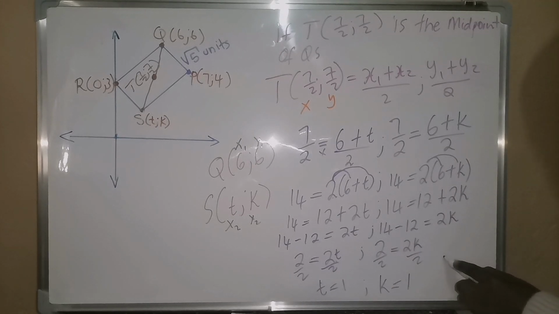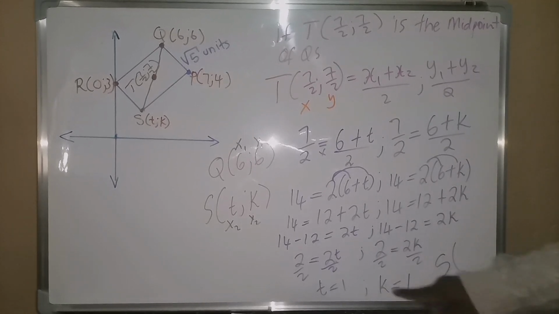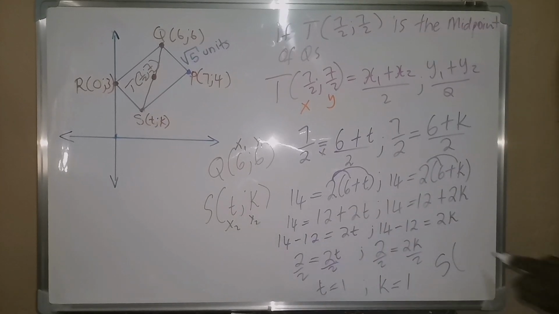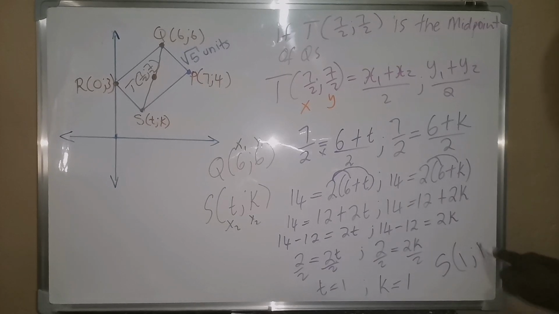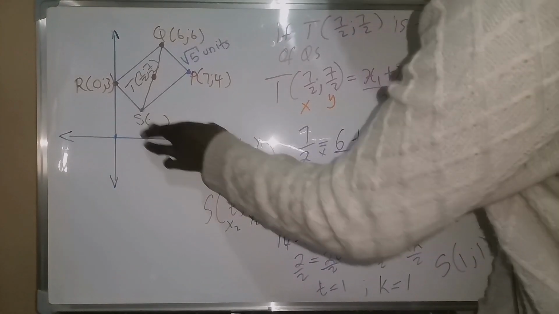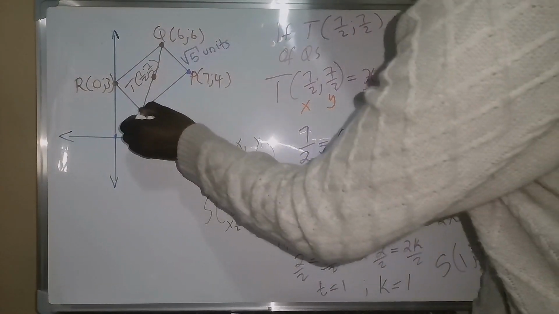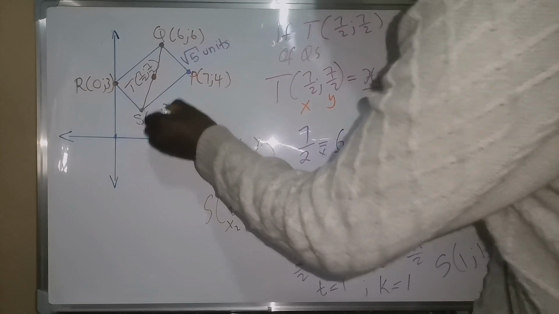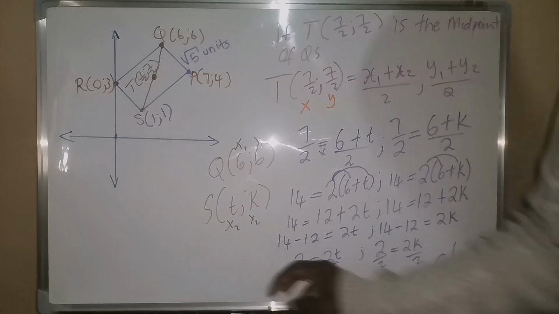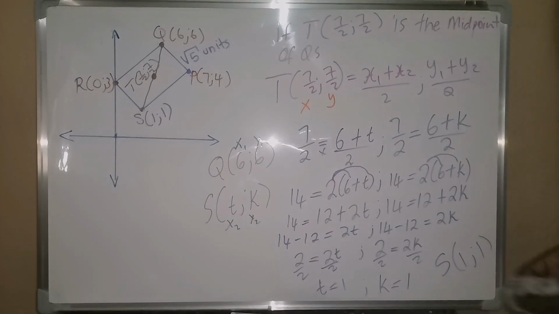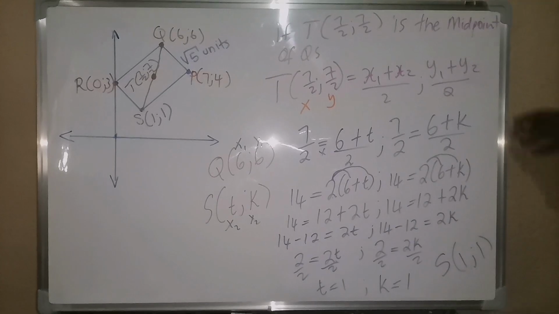That means the coordinates of S, t is 1, k is 1. Coordinates of S are 1 and 1. I hope you can see it, guys. That's how you find the coordinates of point S.